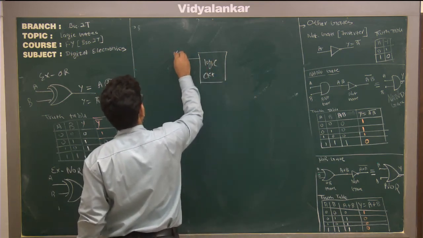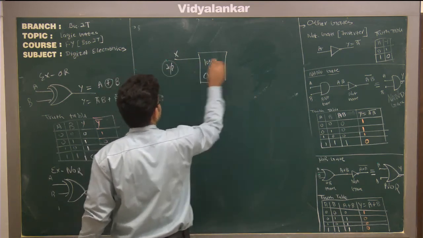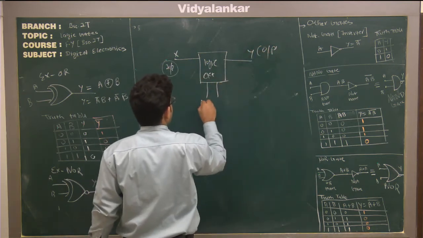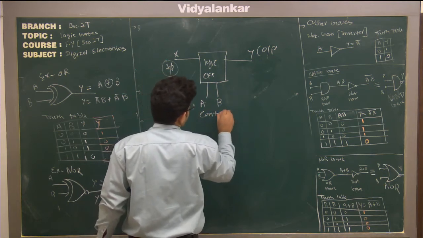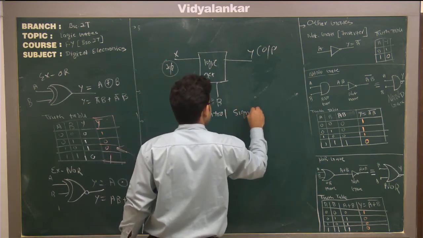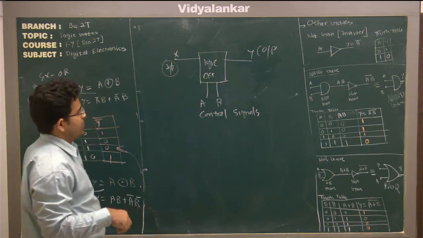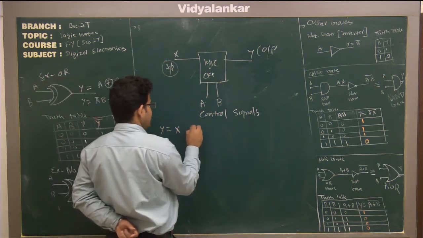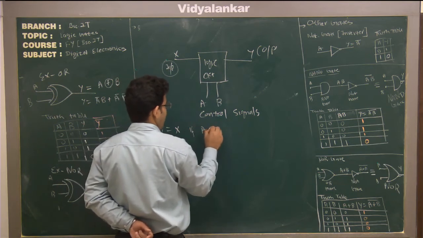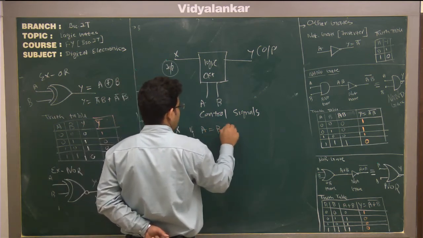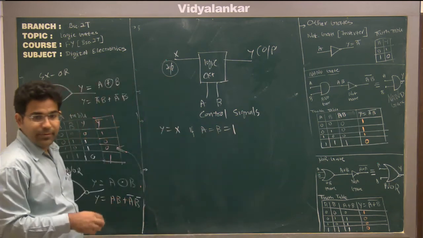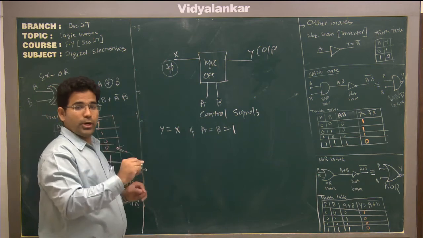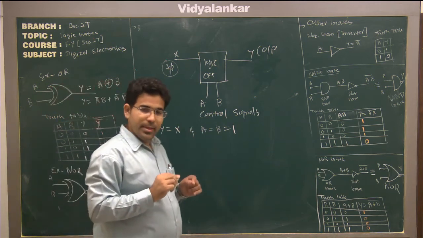It has, let's say, X. This is the input. Y, which is the output. And you have two signals, A and B, which are the control signals. So this circuit you have to design. Condition is that Y is equal to X if A is equal to B equal to 1. That is, our input is transferred to output when both the control signals are 1.